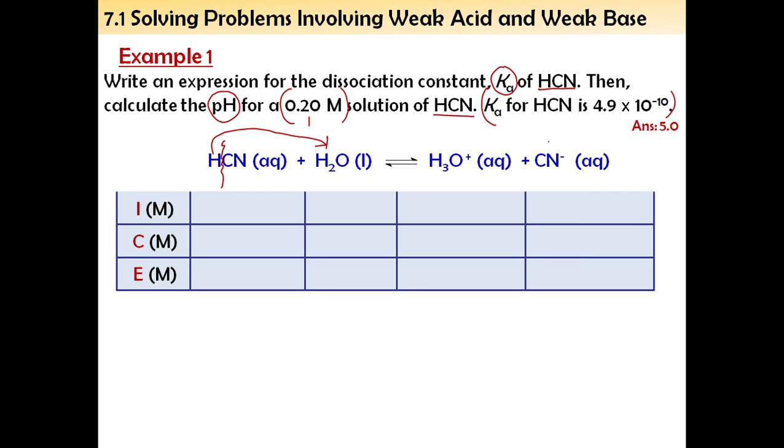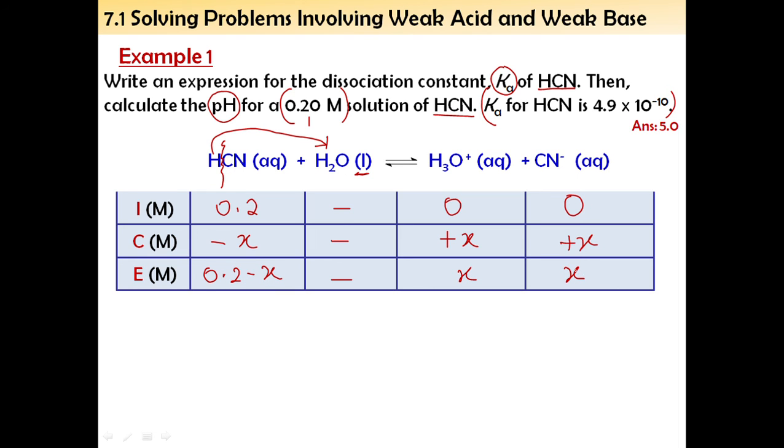Okay, for the ice table, 0.2 is the initial concentration for HCN. Liquid masuk tak dalam Kc ataupun Ka dengan Kb expression? Liquid tak masuk kan? So simply kita boleh letak dash. Untuk H3O plus dan CN minus mula-mula tak terhasil lagi, so kosong. Change is X. Jadi, ini stoichiometry 1. Reactant makin lama makin berkurang, negative X. This one is positive X dan positive X. Equilibrium: 0.2 minus X, and this one is X and also X.